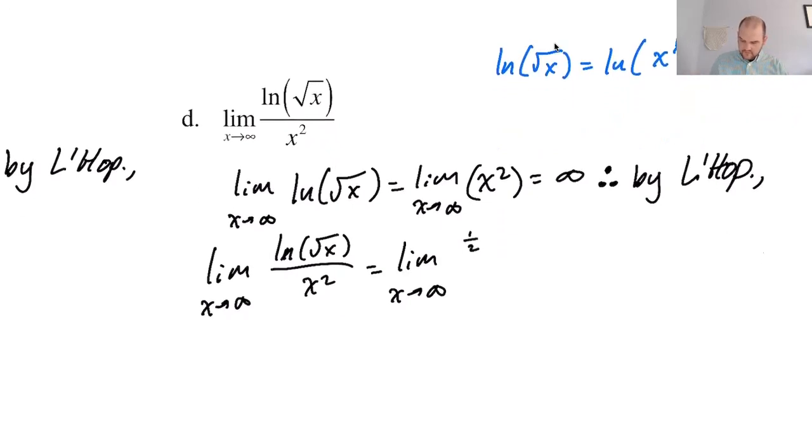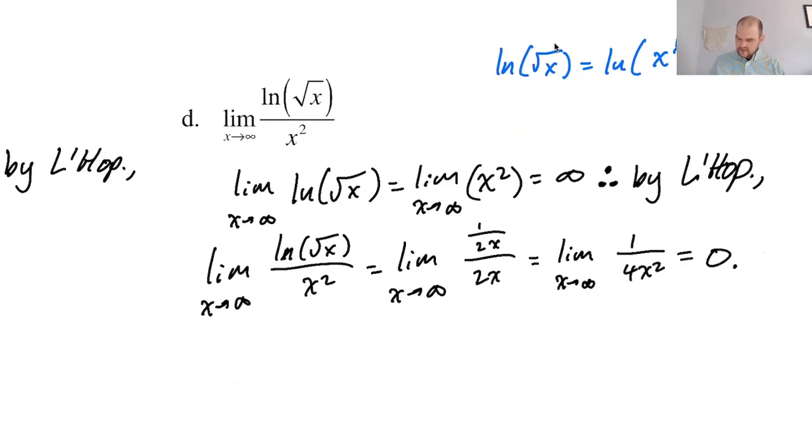So the derivative of 1/2 natural log of x is 1 over 2x, all over 2x. Derivative of the top over derivative of the bottom. Now we take the limit. First, what I'm going to do is simplify this a little bit. The limit as x approaches infinity of 1 over 4x squared. This definitely goes to 0. Okay, and that's all it takes.